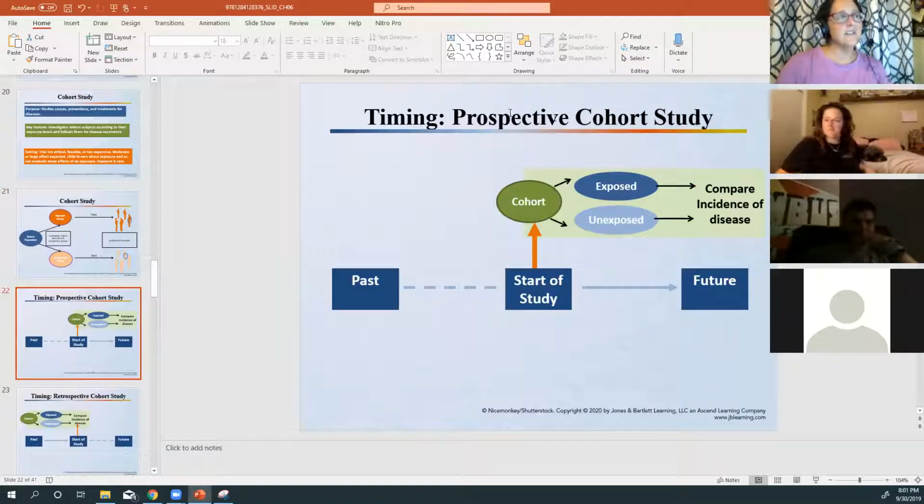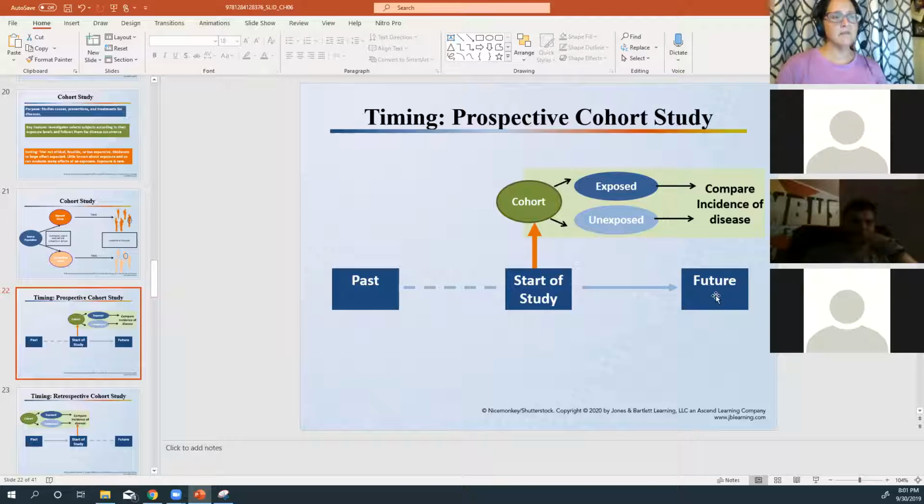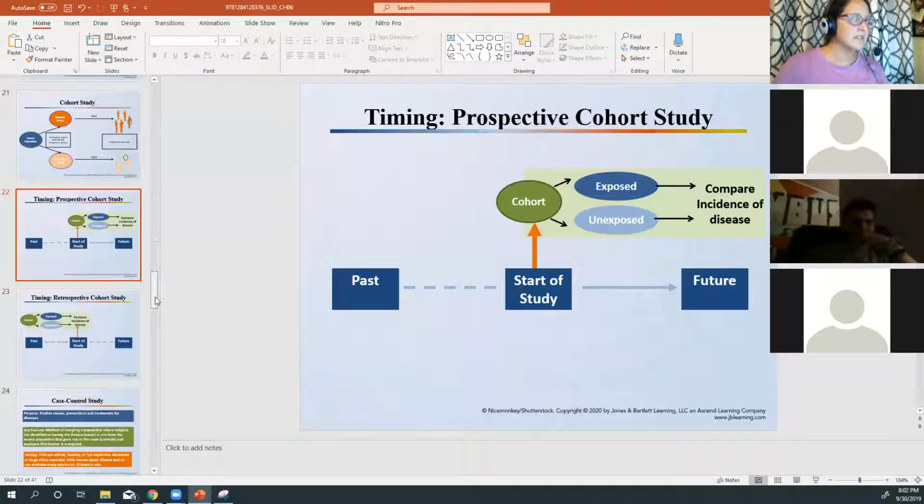As I said, there are prospective cohorts. That's kind of the more intuitive for most people. So we have the past, here I have my study, and then I have the future. I select my cohort at the start of the study, determine who's exposed and who's unexposed, and then I follow them across time into the future and compare for disease incidence. So that's what my prospective study looks like.